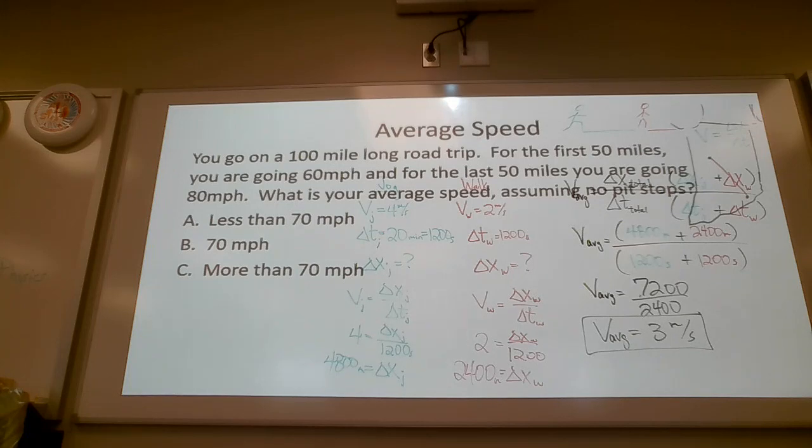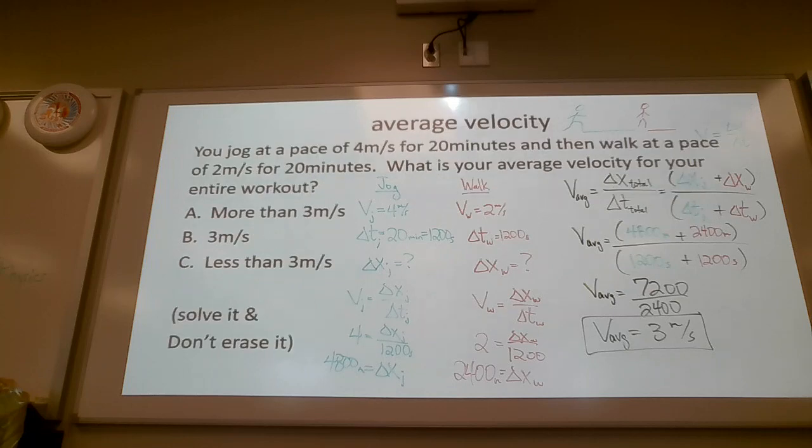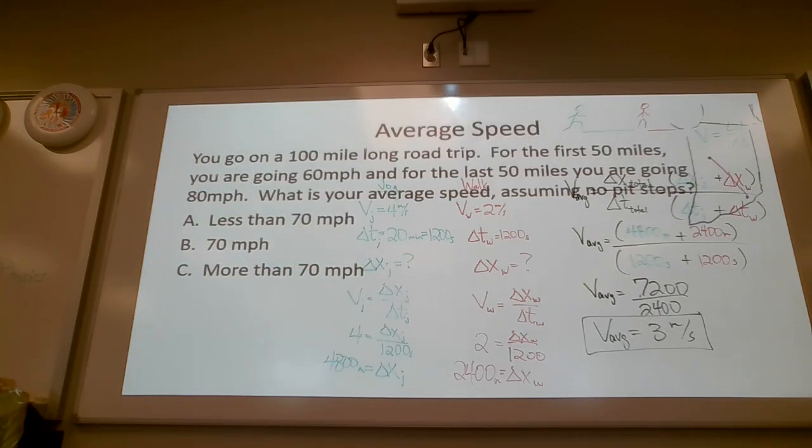Conceptually, see if you can figure out the answer. More, less, or equal to 70 miles an hour. Go ahead and have a conversation. The reason why this was 3 was because these had the same amount of time. Question. How many people say A, less than 70? How many people say B, 70? How many people say C, more than 70?